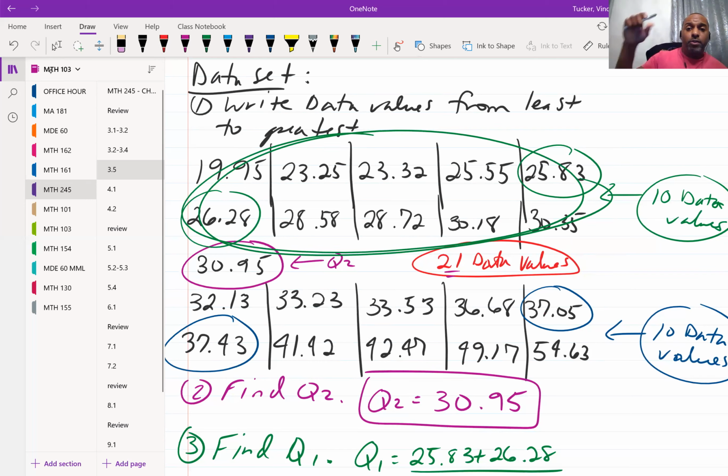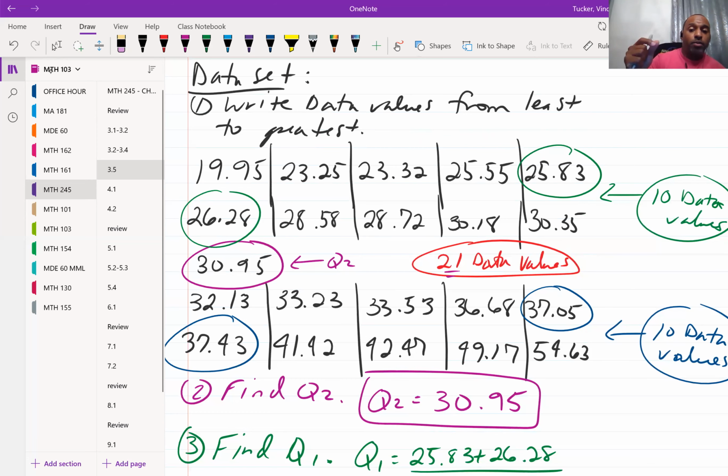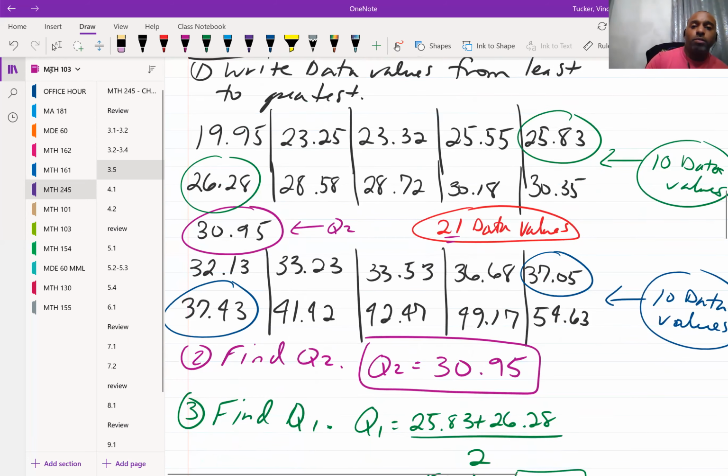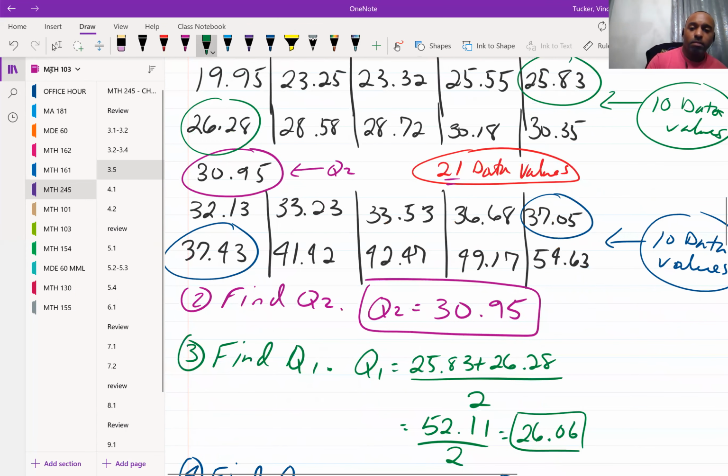Now there are 10 values in my first half of data, so there is not a legit middle value. So we need to take the two, which is 25.83 and 26.28, take the two data values, add them together and divide by 2. That's what we did here.